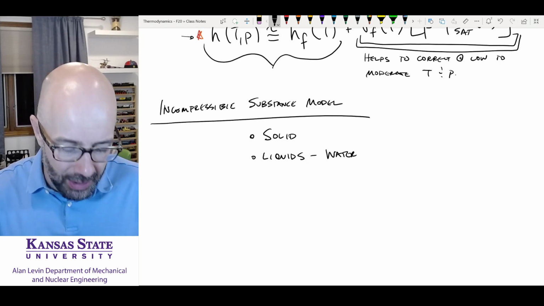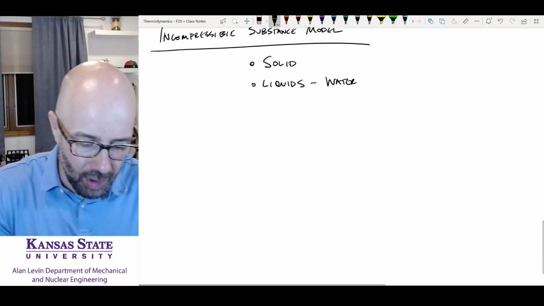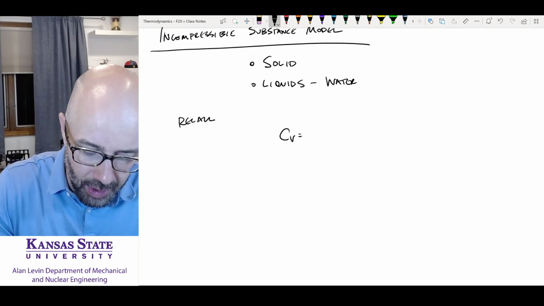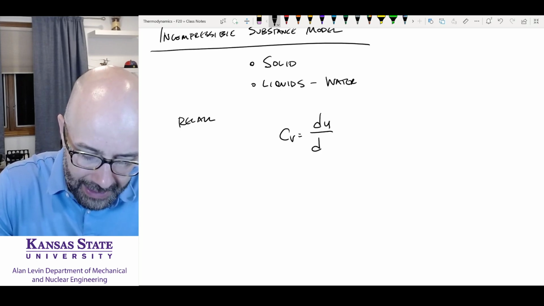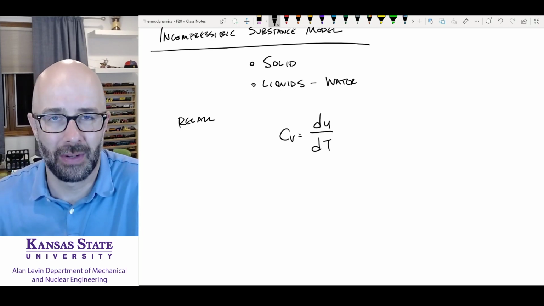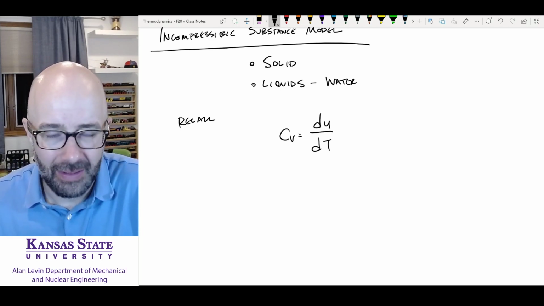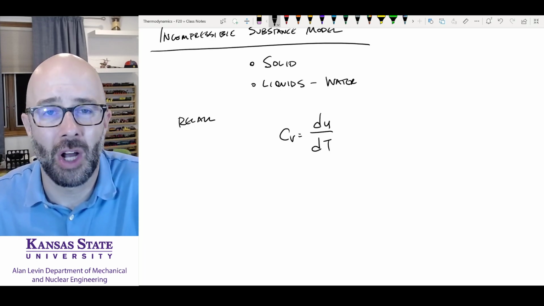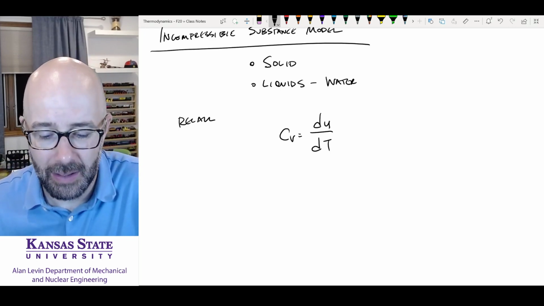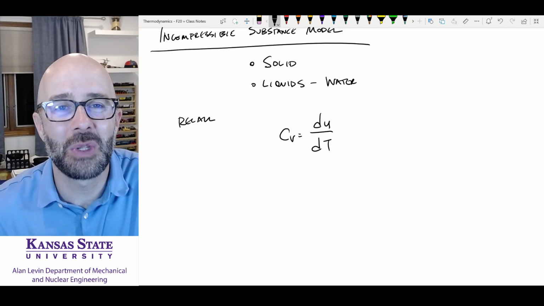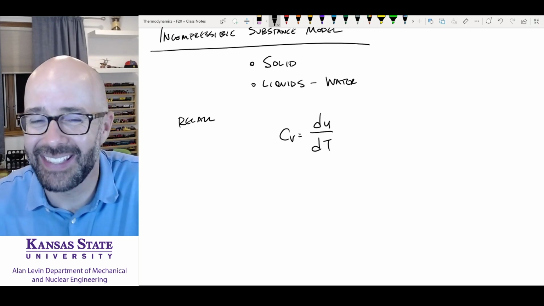So let's look at the definition here. Let's recall that C sub V is equal to du over dT. Now, here's what we're doing. I'm only using an ordinary derivative, d, instead of the partial derivative, because now C sub V in the incompressible substance model only varies with temperature. I don't have to worry about constant volume. That's out of the situation. So I'm going to be dealing with an ordinary derivative. That may be something you are interested in or you just don't care about, but that's how it works.